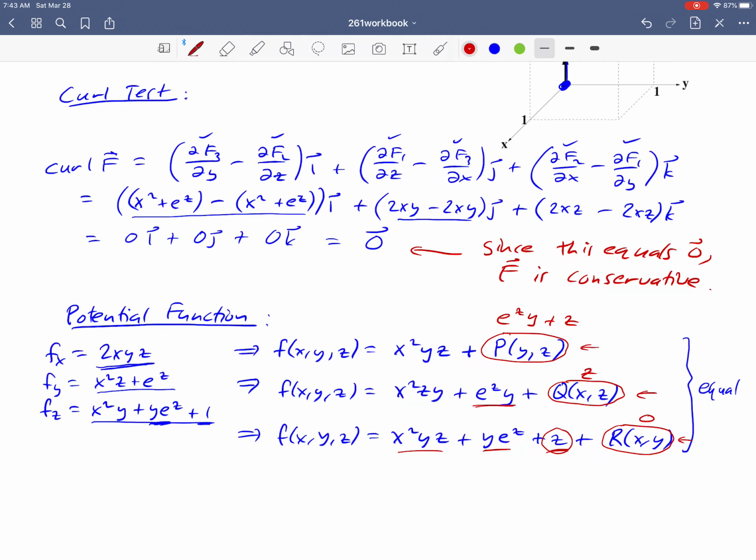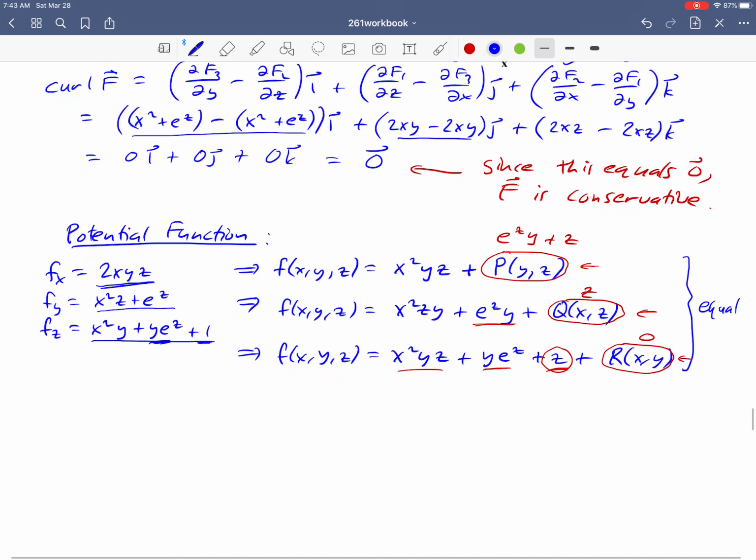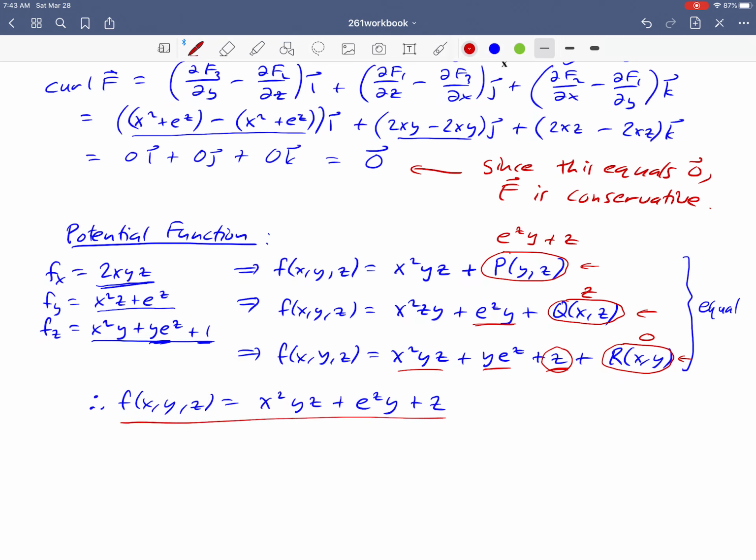And then finally, what about r of xy? Well, if you notice, these three terms already give us everything that we've seen above, so we don't need anything extra. We can just make that 0. And with those three choices of p, q, and r, we have a potential function that looks the same in all three of those lines. So f of x, y, z is going to look like x squared yz plus e to the zy plus z.